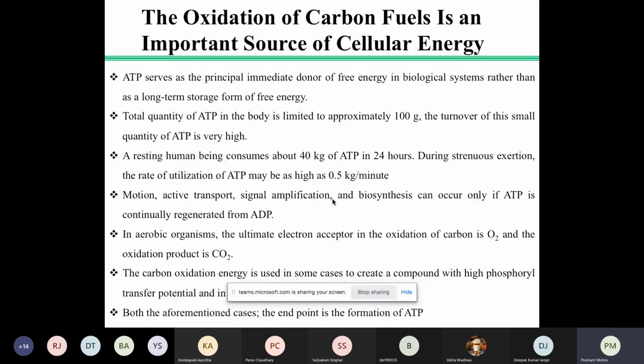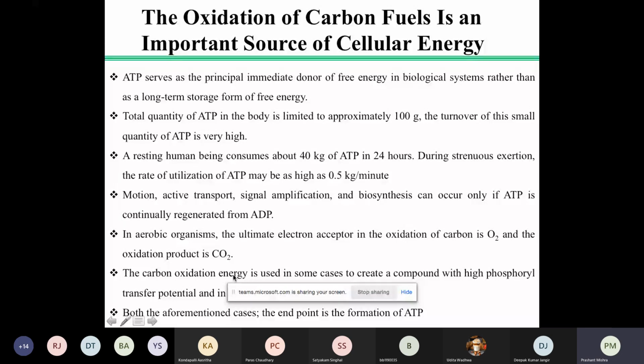So this is a complex process. I'm just giving you some food for thought, and we will discuss it in greater detail whenever we talk about biological oxidation. At this point, it is essential to understand that in aerobic organisms, ATP is synthesized during the process of electron transport and oxidation. And this oxidation is the oxidation of your fuel molecule.